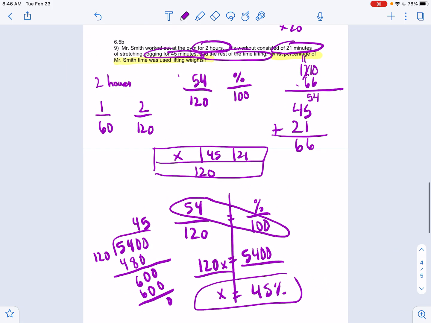And now ask yourself, 2 hours, and you knew that the stretching and the jogging was 66 minutes, which is just a little bit over 1 hour. So 45% seems very reasonable.